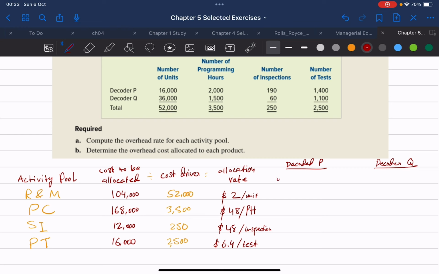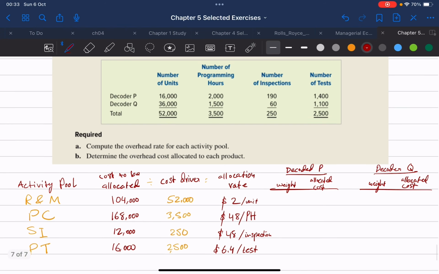We need the weight, and from the weight we can calculate the allocated cost. So again here I'll write weight and allocated costs.